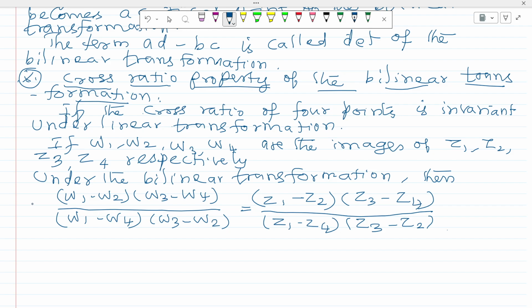You have to remember this formula. This is known as the cross ratio property of the bilinear transformation.